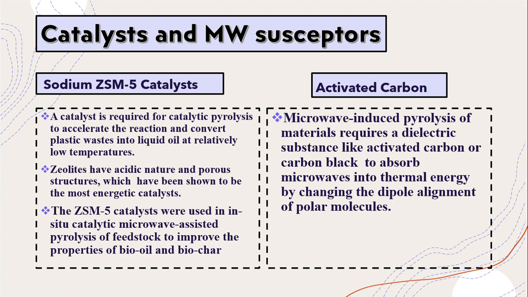Catalysts and microwave susceptors. The sodium zeolite catalyst is what we use in our research work, and a catalyst is required for catalytic pyrolysis to accelerate the reaction and convert plastic waste into liquid oil at relatively low temperatures. Zeolites have an acidic nature and porous structure, which have been shown to be the most energetic catalyst. The ZSM-5 catalysts were used in the in situ catalytic microwave assisted pyrolysis of feedstock to improve the properties of liquid oil and biochar. Activated carbon is used as a dielectric substance that converts microwaves into thermal energy by changing the dipole alignment of the polar molecules.